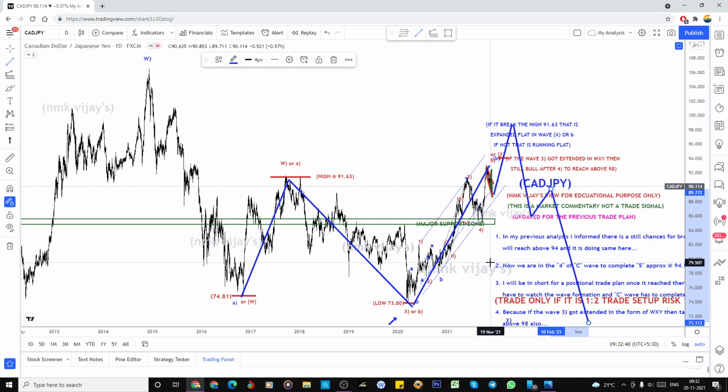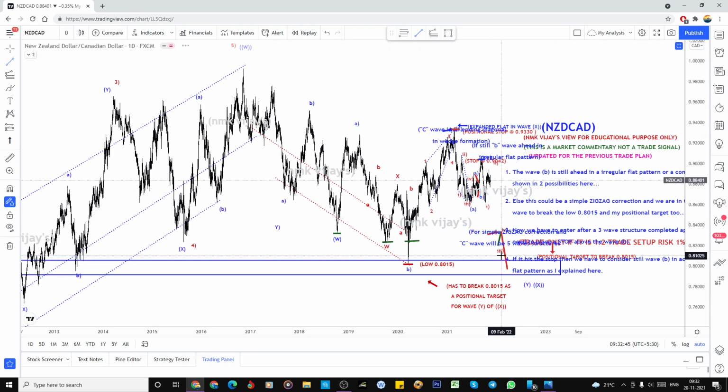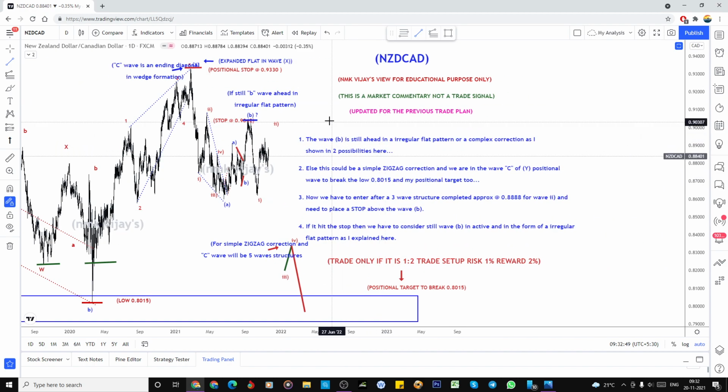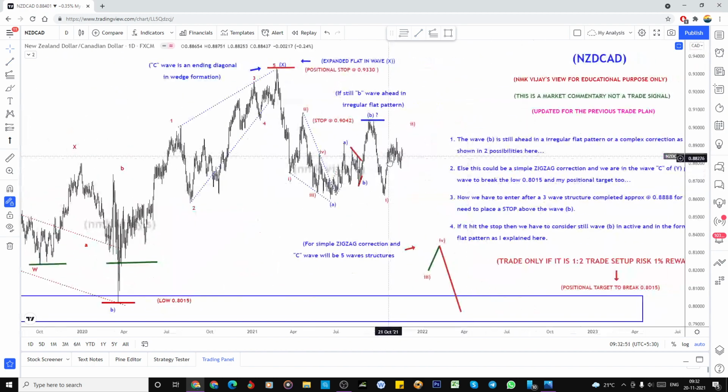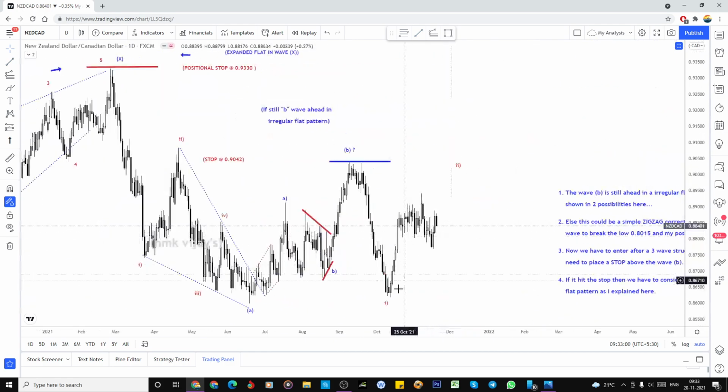So let's move on to New Zealand CAD. I'm still selling, and I'm holding that 8880 position here. So now it's looking like one impulsive wave, and I have already placed this as a wave 1. So now here it looks like an impulsive wave to the upper side. It looks like 1 2 3 4 5, but sometimes we need to consider this as an ABC also. That is why I haven't done anything so far.